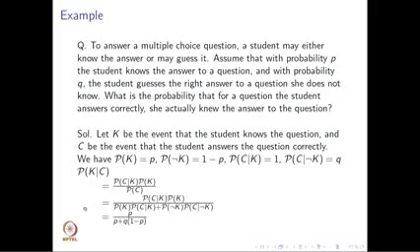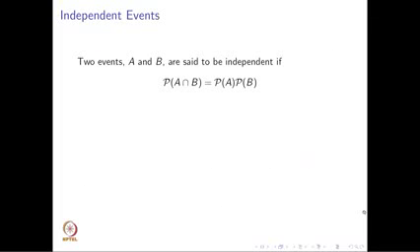Note here that the Bayes rule is essential to solve this problem, because while from the question itself we have a handle on this value, probability of C given K, there is no direct way to arrive at the value of probability of K given C.